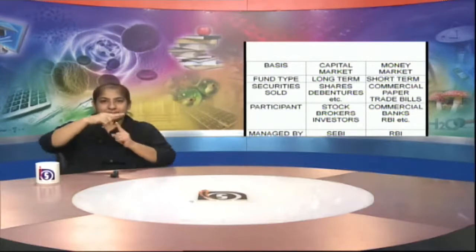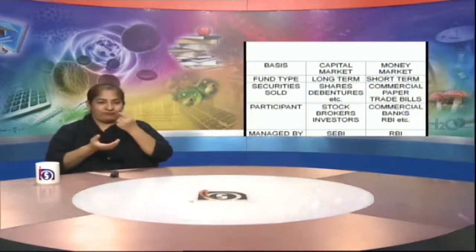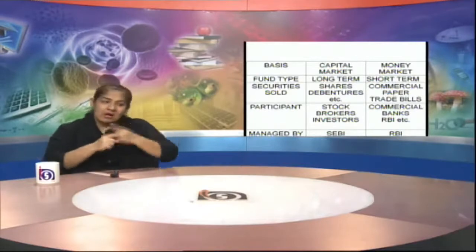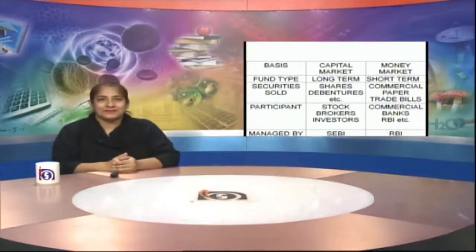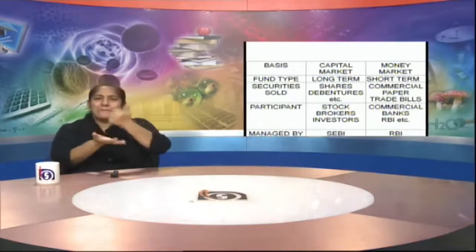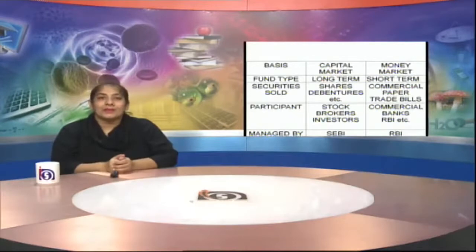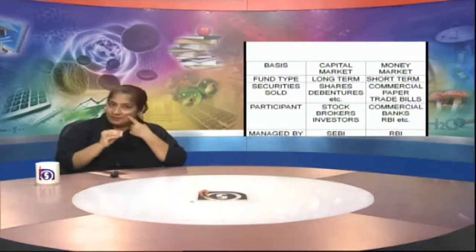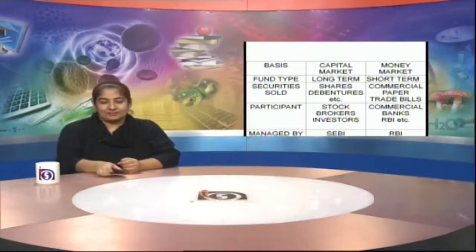Beside that, you can see the word stock brokers, investors. These are the people who work as stockbrokers and investors. Beside that, you can see commercial banks like RBI, we already discussed earlier. And the last row, the first word is managed by SEBI, and then RBI.